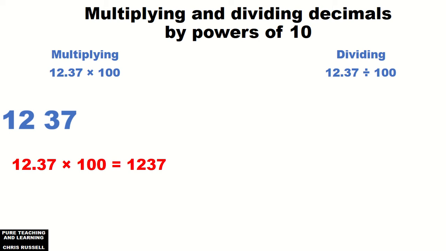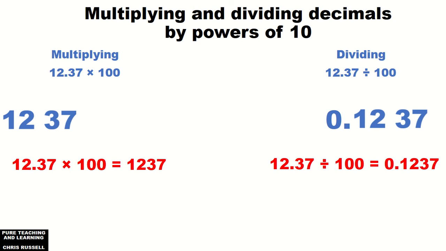For 12.37 divided by 100, the process is in the opposite direction. So now what we do is we slide our values 2 places and we end up with 0.1237. Now you'll notice with the arrows it shows where you would actually place your decimal point physically on paper. And now our solution will be 0.1237.